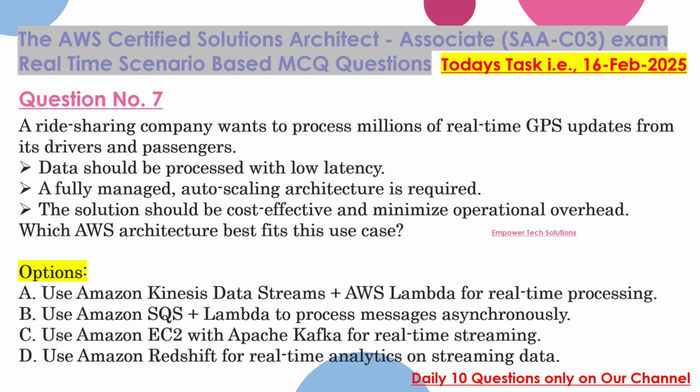Options: A. Use Amazon Kinesis Data Streams plus AWS Lambda for real-time processing. B. Use Amazon SQS plus Lambda to process messages asynchronously. C. Use Amazon EC2 with Apache Kafka for real-time streaming. D. Use Amazon Redshift for real-time analytics on streaming data.